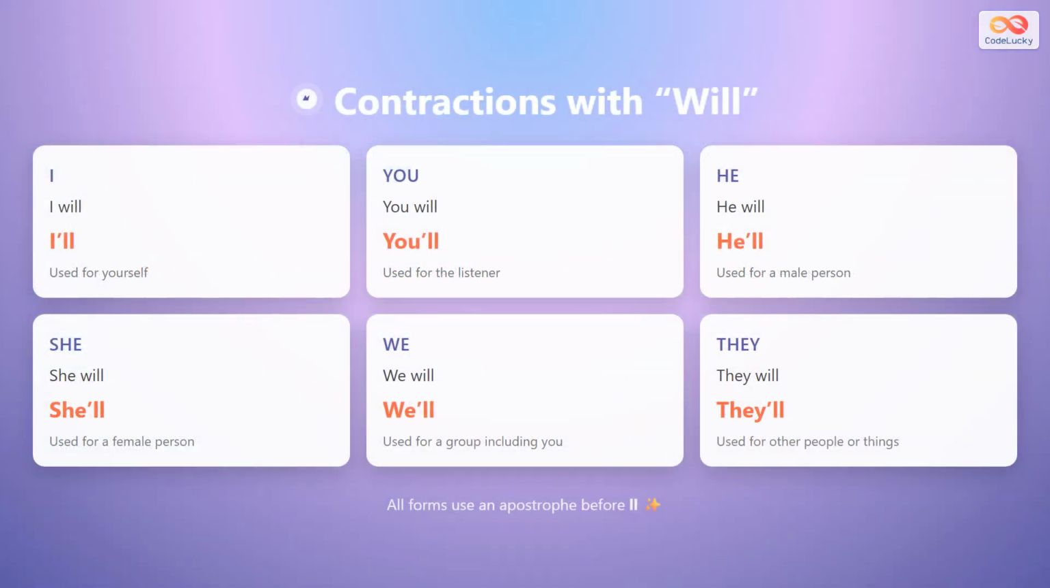Here are all 6 contractions with will. I will becomes I'll and is used when talking about yourself. You will becomes you'll for the person you are speaking to. He will becomes he'll for a male person. She will becomes she'll for a female person. We will becomes we'll when you are part of a group. They will becomes they'll for other people or things. Notice that all forms add an apostrophe before double L.